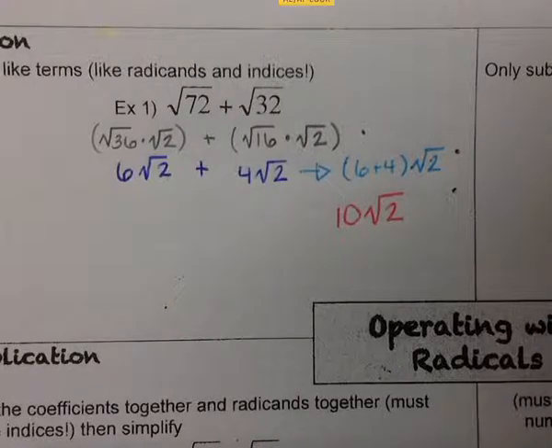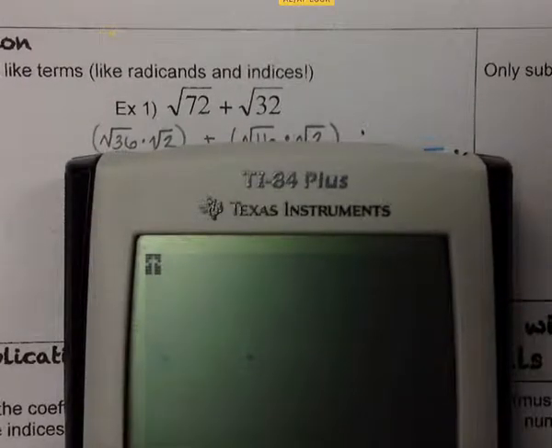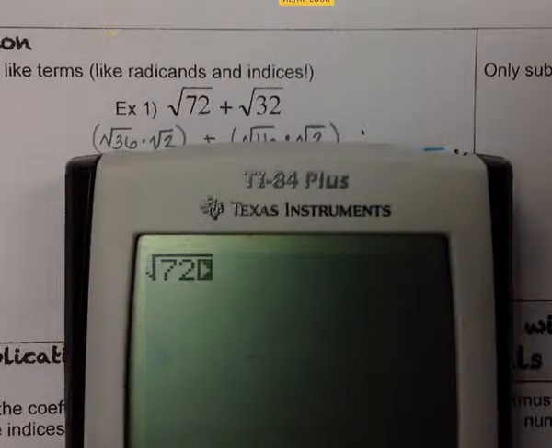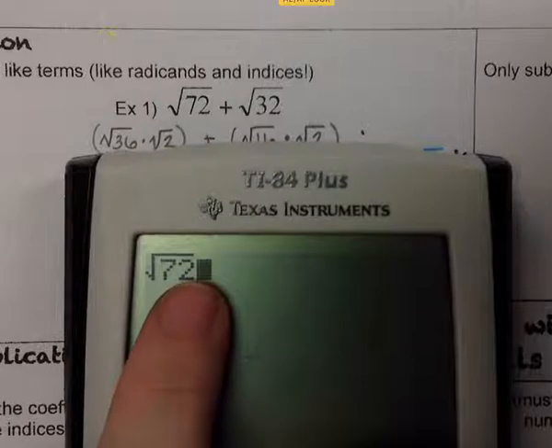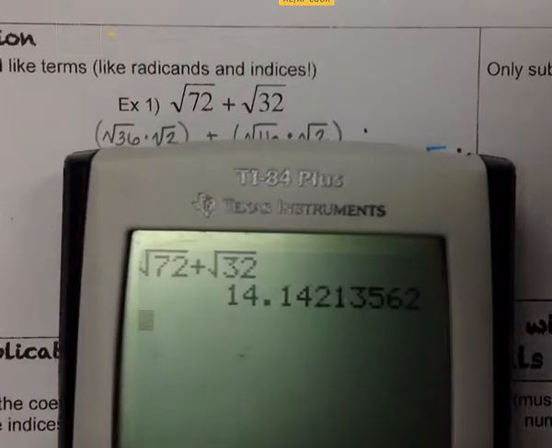Now, you can always check your answers using your calculator by looking at the decimals. So I'm actually going to type in the original problem of the square root of 72. I do need to make sure that I get out of my radical or close my parentheses if it opened with one, plus the square root of 32. And again, I want to get out of my radical or close my parentheses. I'm going to press enter. I'm going to get a decimal.